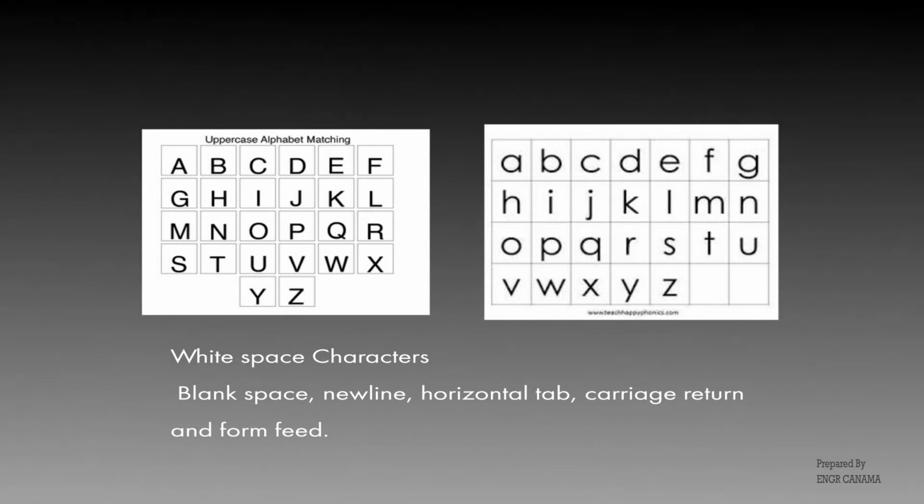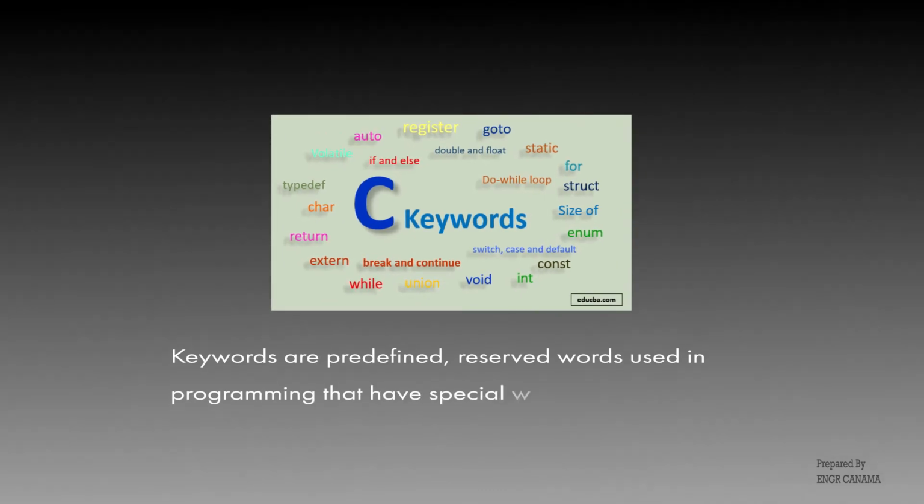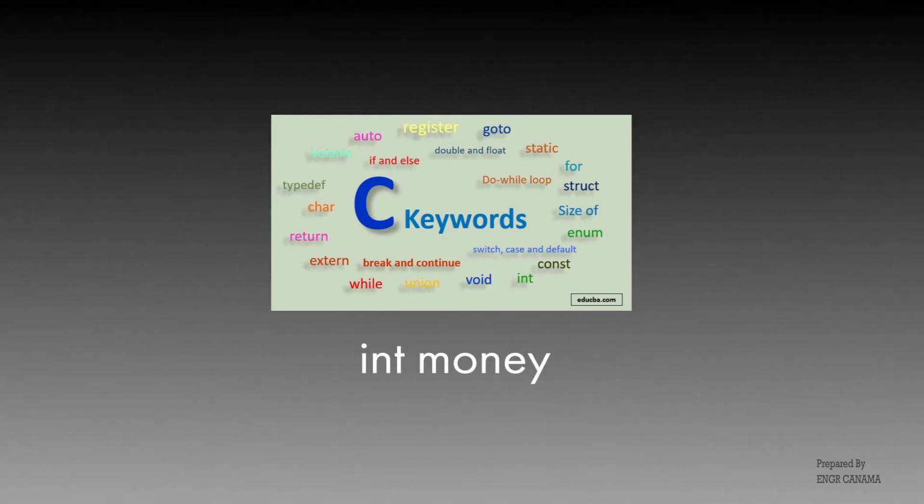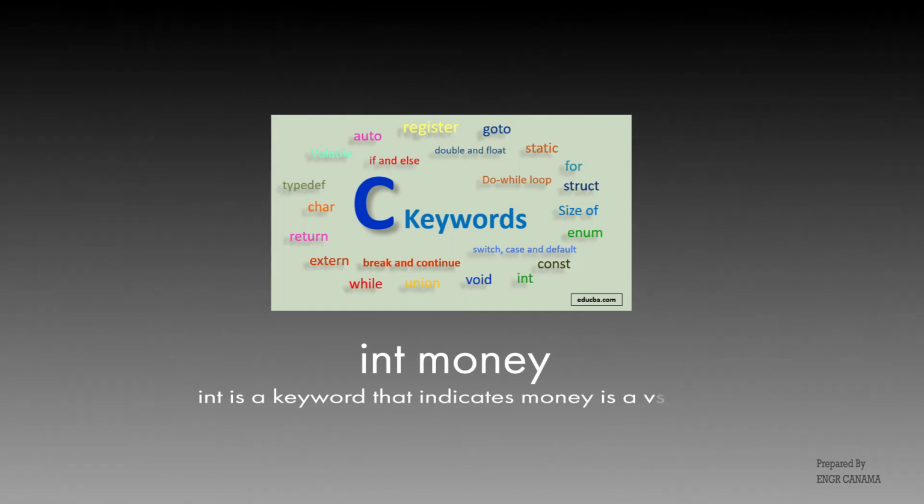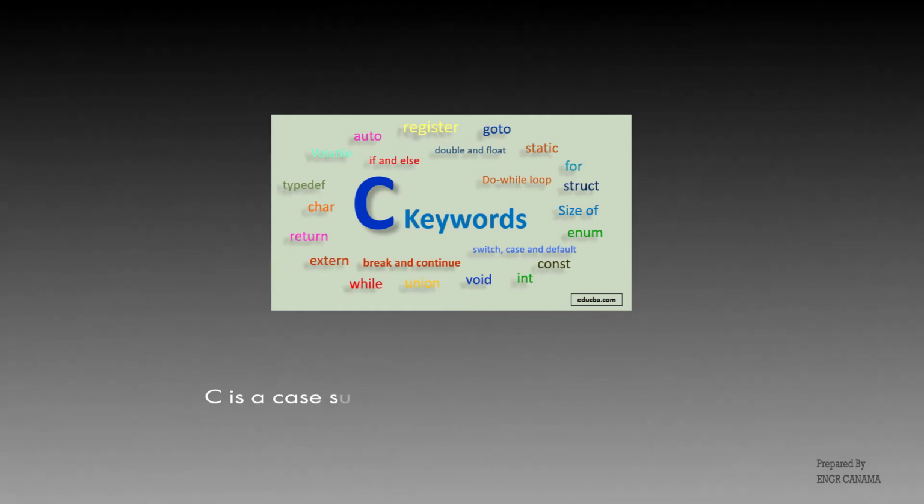C keywords. Keywords are predefined, reserved words used in programming that have special meanings to the compiler. Keywords are part of the syntax and they cannot be used as an identifier. For example, int money. Here, int is a keyword that indicates money is a variable of type int, integer. As C is a case-sensitive language, all keywords must be written in lowercase.